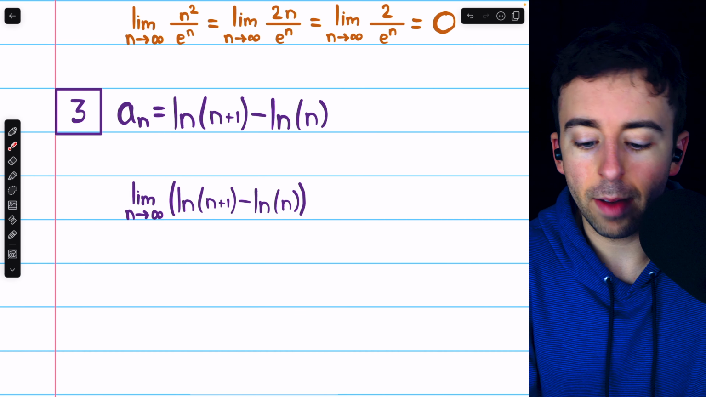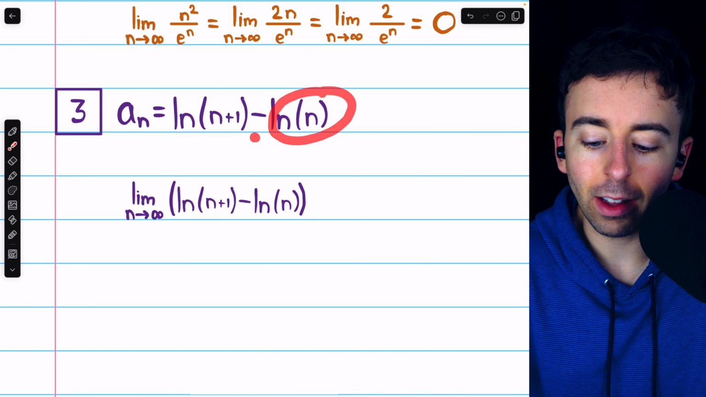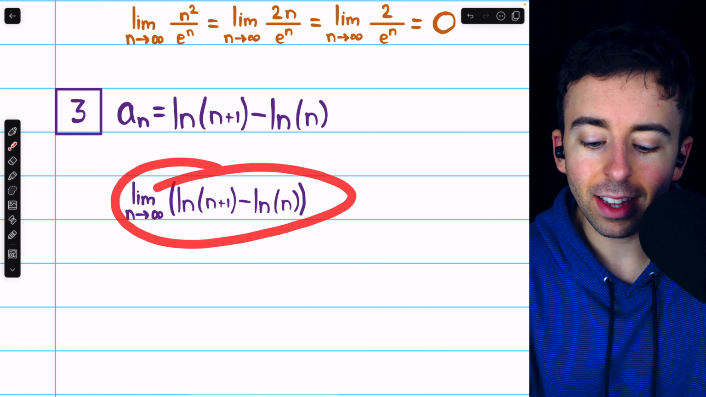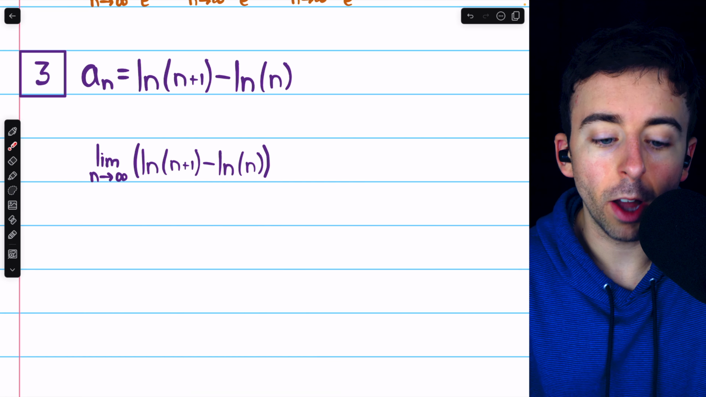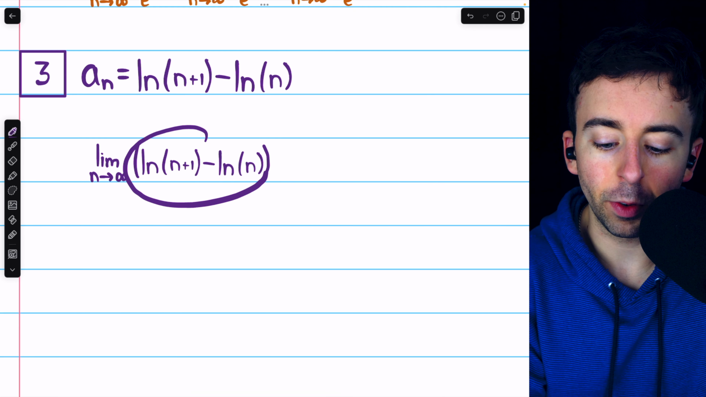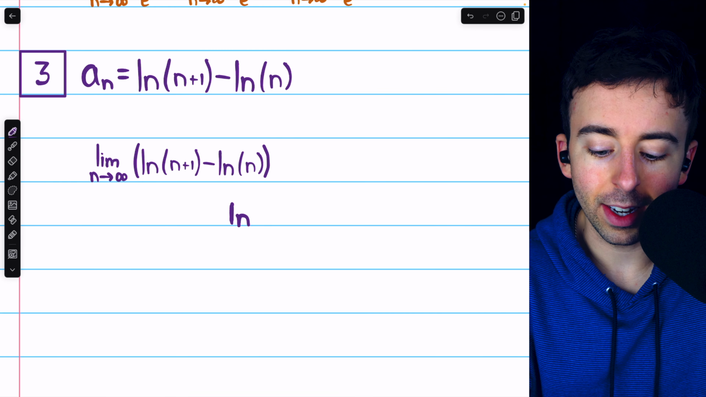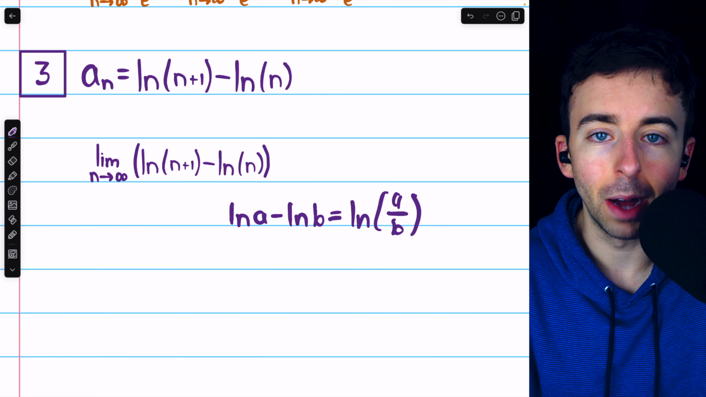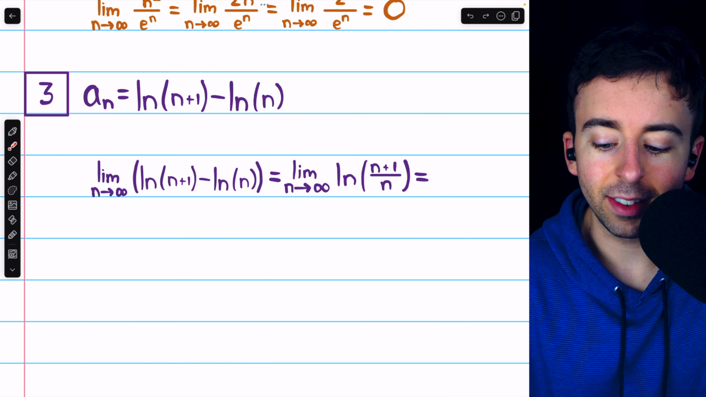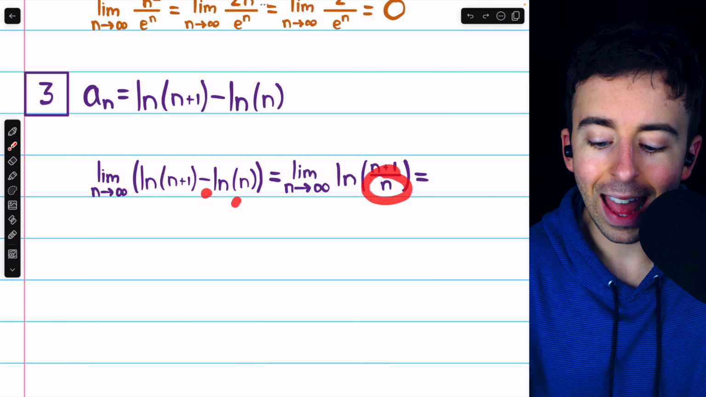Here's our third example, the natural log of n plus 1 minus the natural log of n. What's the limit of this as n goes to infinity? Well, again, we can try applying our log rules, because the difference of two logs can be rewritten as the log of the quotient. The natural log of a minus the natural log of b, that's the same as the natural log of a divided by b. So we can rewrite this as the natural log of n plus 1 divided by n.